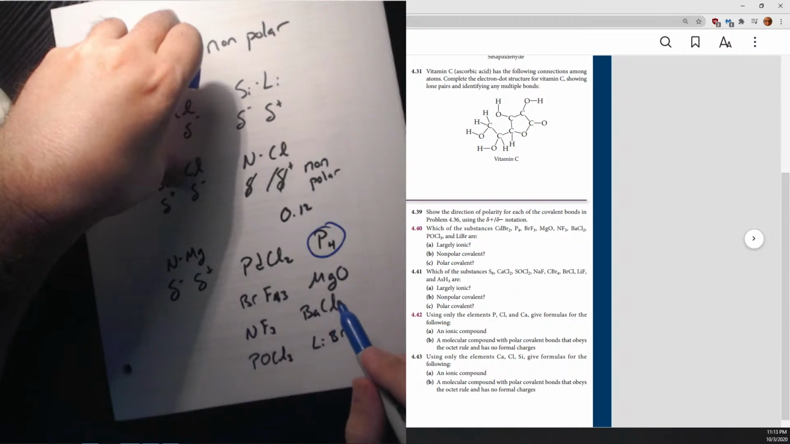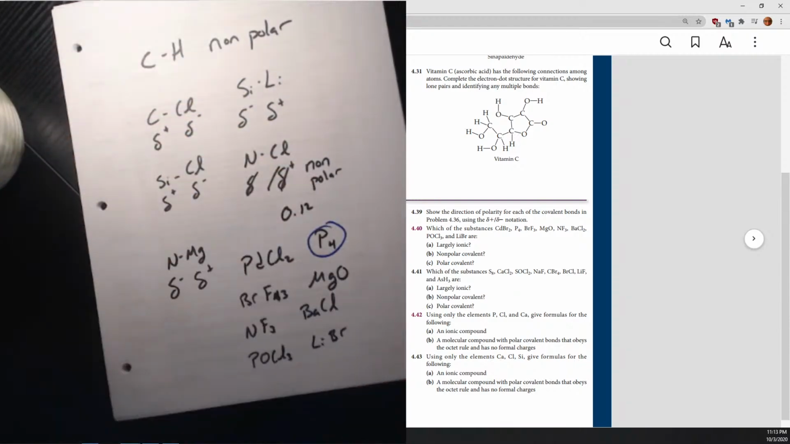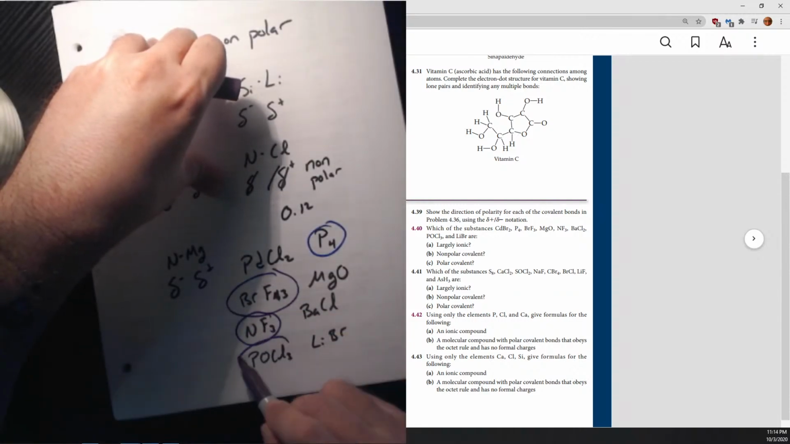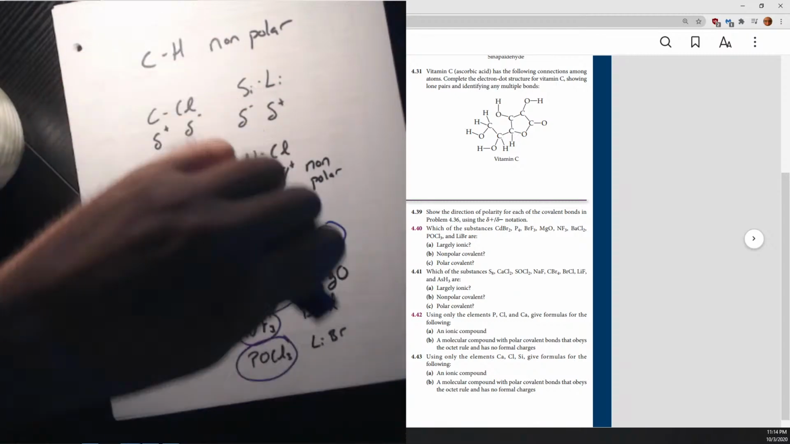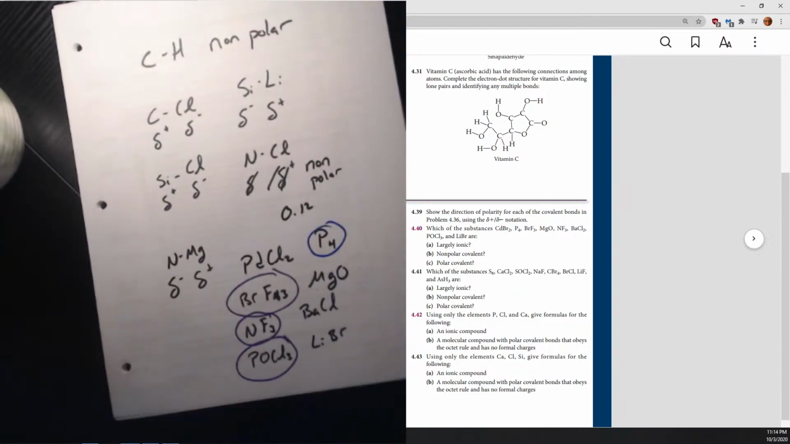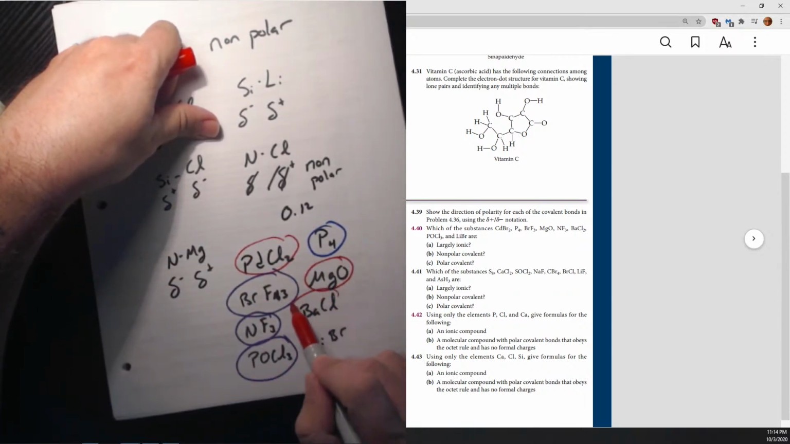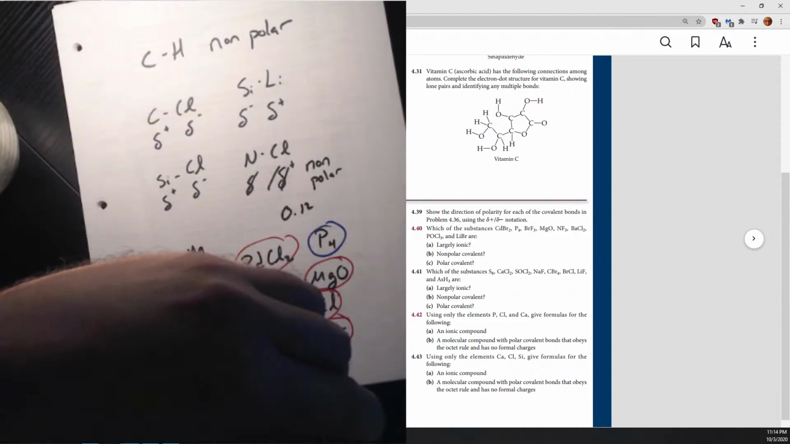That's going to be it. All right. For polar covalent, I'm going to go ahead and do purple. Polar, polar, polar. And then for ionic, I'm just going to go ahead and do red, and that's going to be the rest of them. Metal, nonmetal, metal, nonmetal, metal, nonmetal, metal, nonmetal.